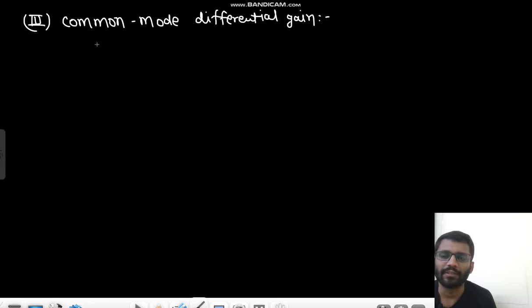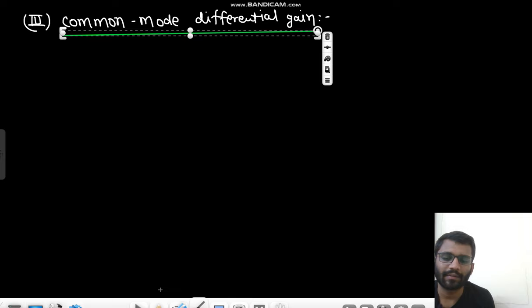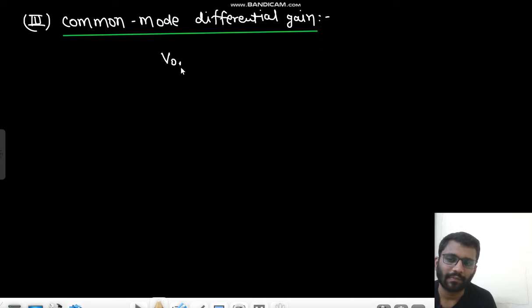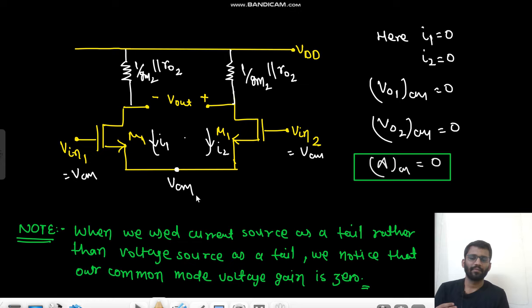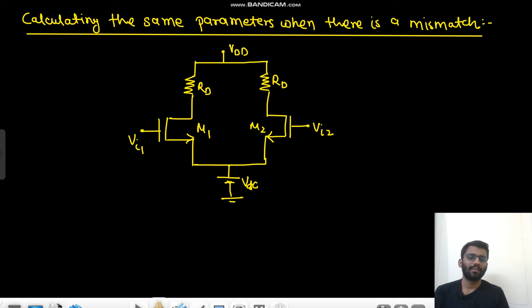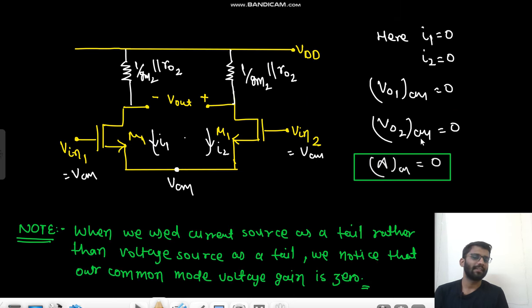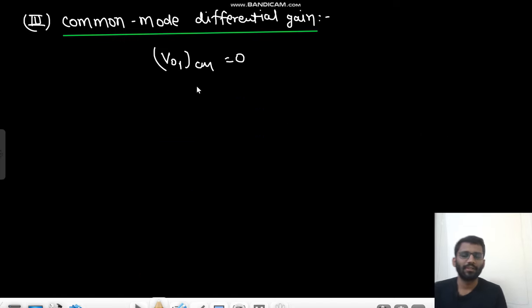Common mode differential gain, what will be the value? 0, right? What is V01 CM? The same analysis, right? This VS will be replaced by VCM. So common mode V01, V02 both are 0, so common mode gain is 0. Here we actually took the average. Here we took the average, but 0, 0, average 0, and 0 minus 0, 0. V01 0.